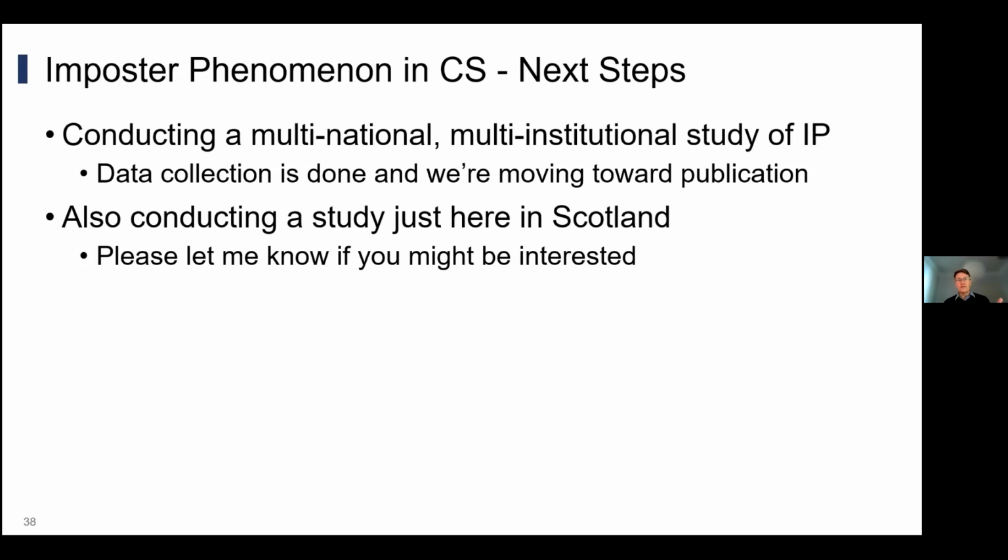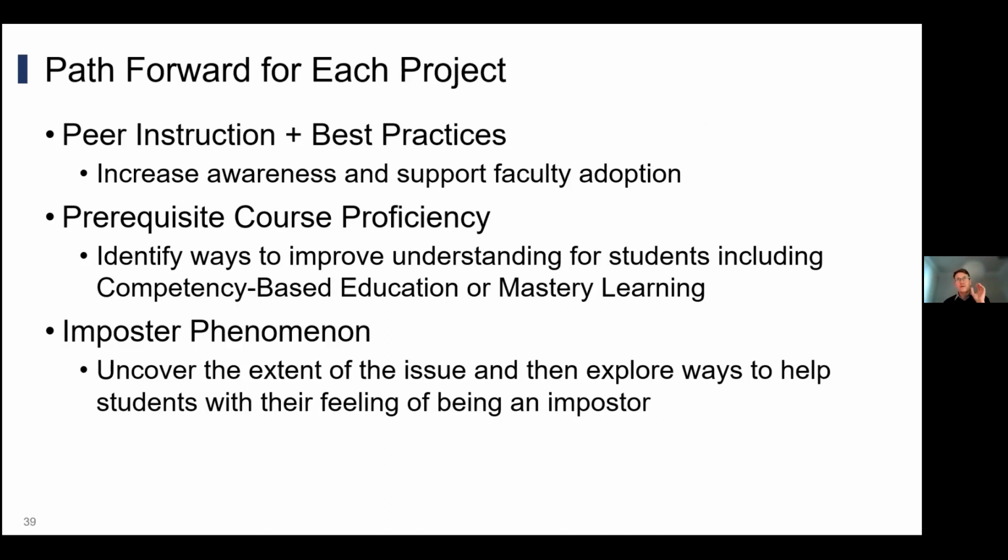So that actually wraps up the third one. Let me just wrap up all together. So peer instruction best practices, we're trying to get more faculty to adopt. Prerequisite course proficiency, we are trying to figure out ways to address this, but first we have to figure out why. Why are we experiencing this gap, and what we expect students to know. And then lastly, we're doing a fairly large multi-institutional study trying to figure out the rates of imposter phenomenon. And then once we know the rates, we can look more deeply at why. Is CS more likely to have this problem? Why is it that women seem to be suffering from it more than men in CS?